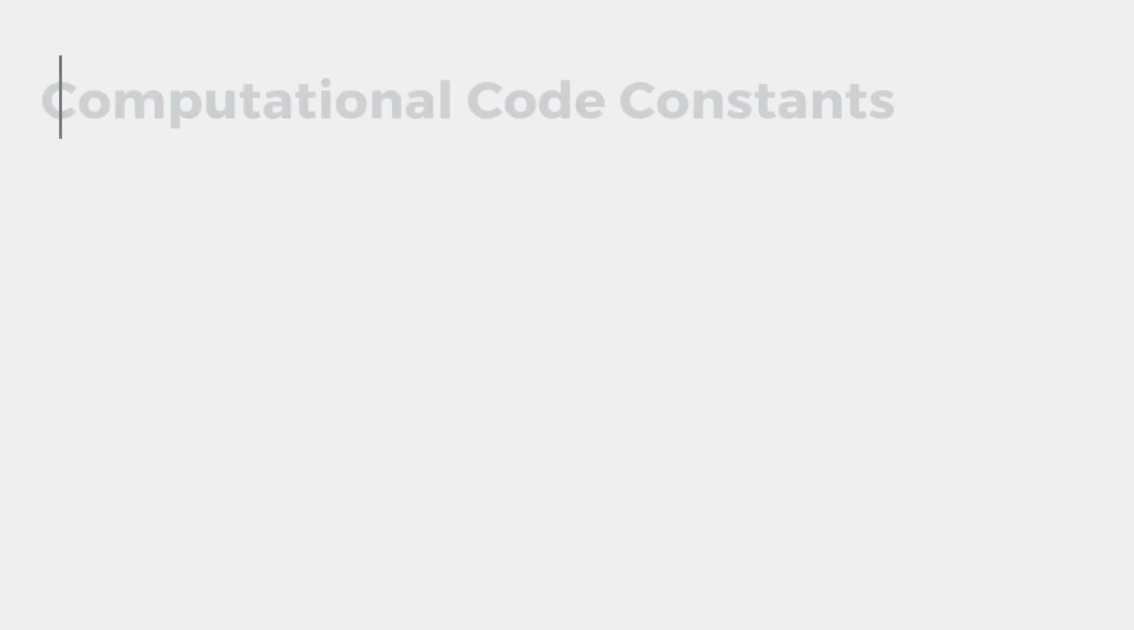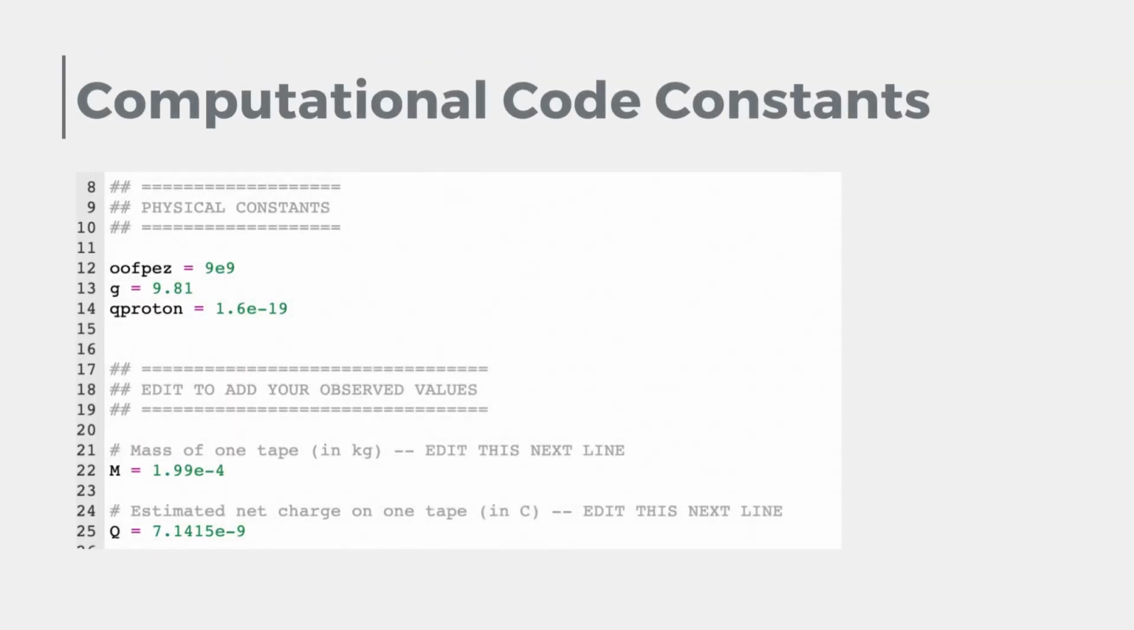Now, before developing the code, we must set the constants and variables corresponding to them. These constants include g, the gravitational constant, which is 9.81, k, Coulomb's constant of 9e9, the mass of the tape, 1.99e-4 kilograms, the charge of a proton, as well as the estimated charge found on one tape when viewed as a point charge, which we calculated from Lab 1.